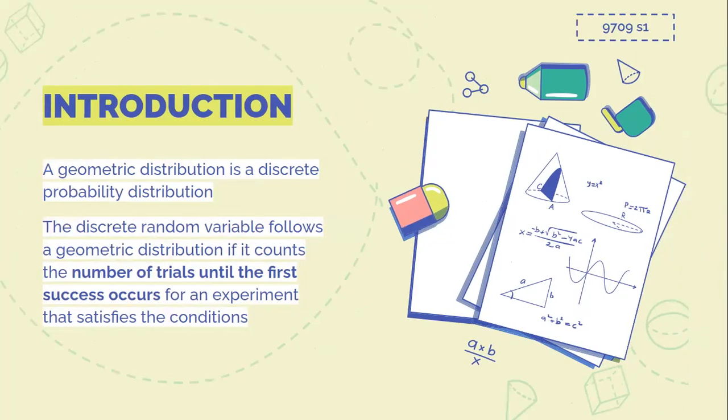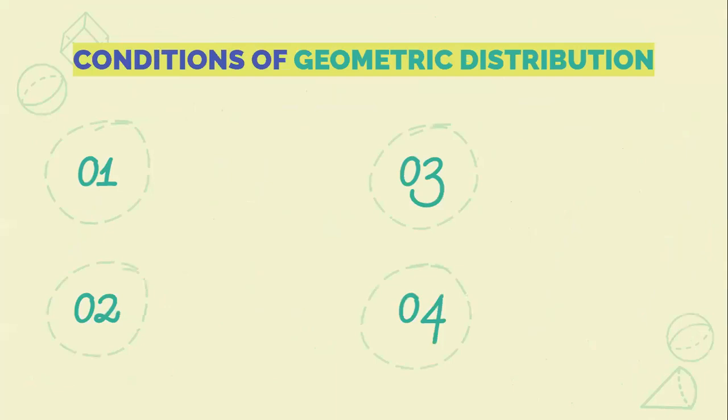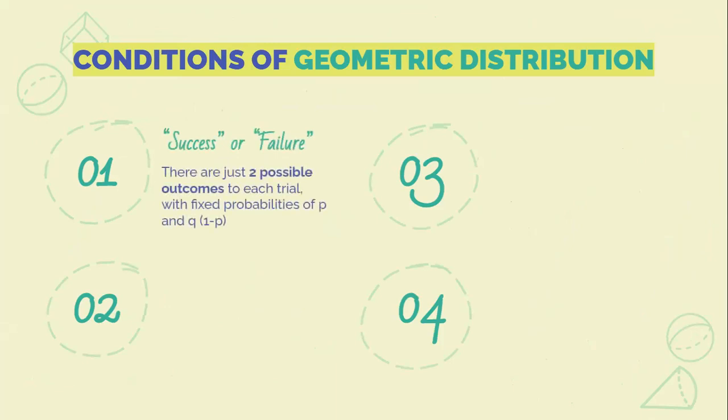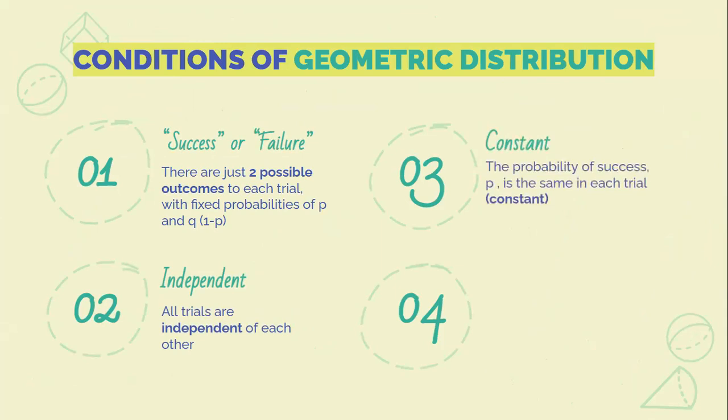What conditions? There are four important conditions for a geometric distribution. First one, there could only be two possible outcomes to each trial, either success or failure, with fixed probabilities of p and q, where q is just basically 1 minus the probability. The second one is that all the trials should be independent of each other. Third one, the probability of success p is the same in each trial, and the last condition is that the trials continue until the first success.